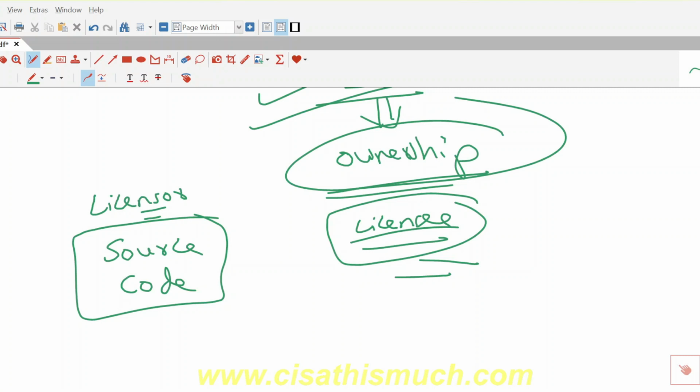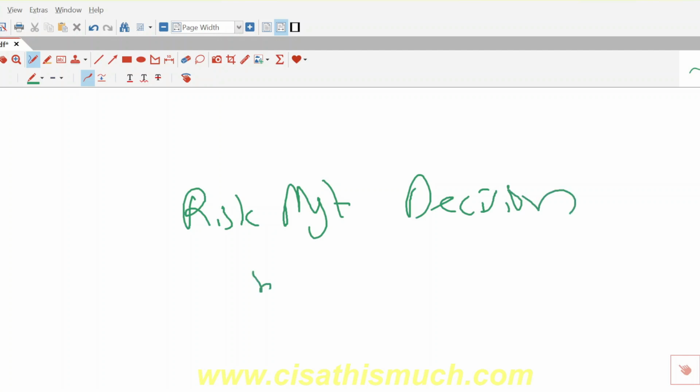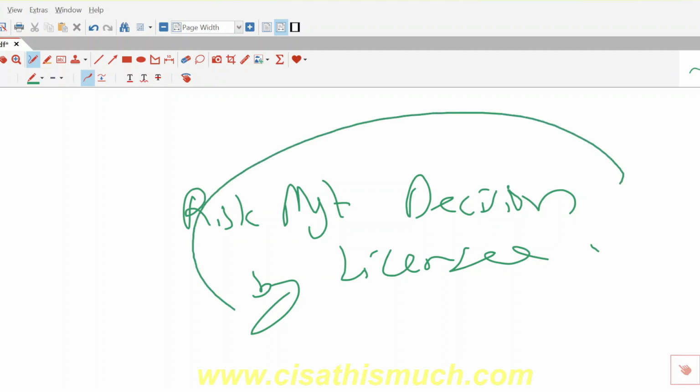We do not trust. So basically, it's a matter of risk management decision by the licensee company. Understand that if I have full trust, let's say the software developer, the licensor, is a very established company, a very reputed company in this particular software industry, and I have full trust in that company, I may not need an escrow code agreement. I may not need that.